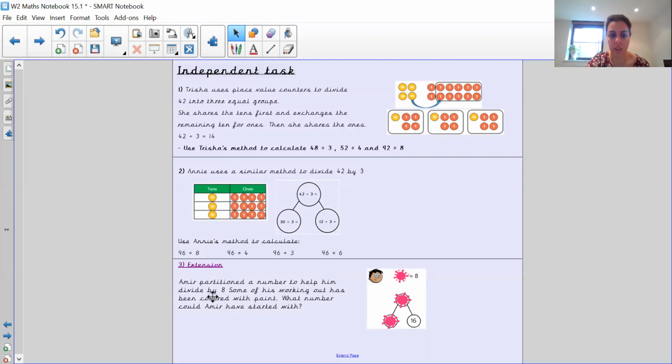And the extension, it says Amir partitioned a number to help him divide by 8. Some of his working out has been covered with paint. What number could Amir have started with? So these ones you'd have to work backwards. If you're finding these ones tricky, maybe leave the extension for now. But I'd like some of you to try the extension because it can help you when you're working backwards to check your other answers. I know it's quite difficult.